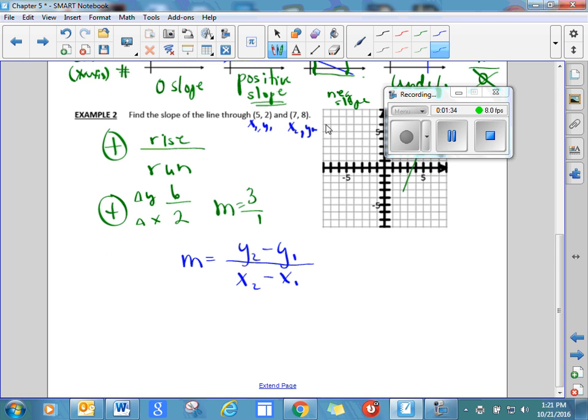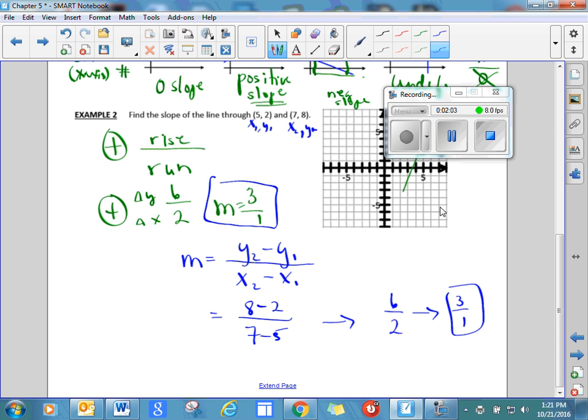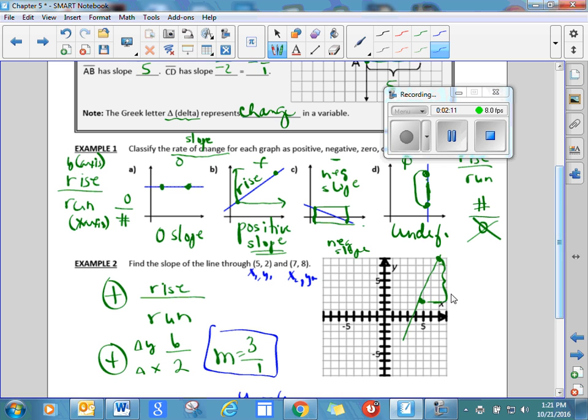So if we plug in our points here, y2 is the second y, it's 8, y1 is the first y, 2, x sub 2 is 7, and x sub 1 is 5. When we do this, we get 6 over 2, which reduces to 3 over 1, which was the slope that we actually calculated from the graph. So we're going to practice calculating the slope using the formula, as well as just looking at a graph and being able to understand the rise over the run.